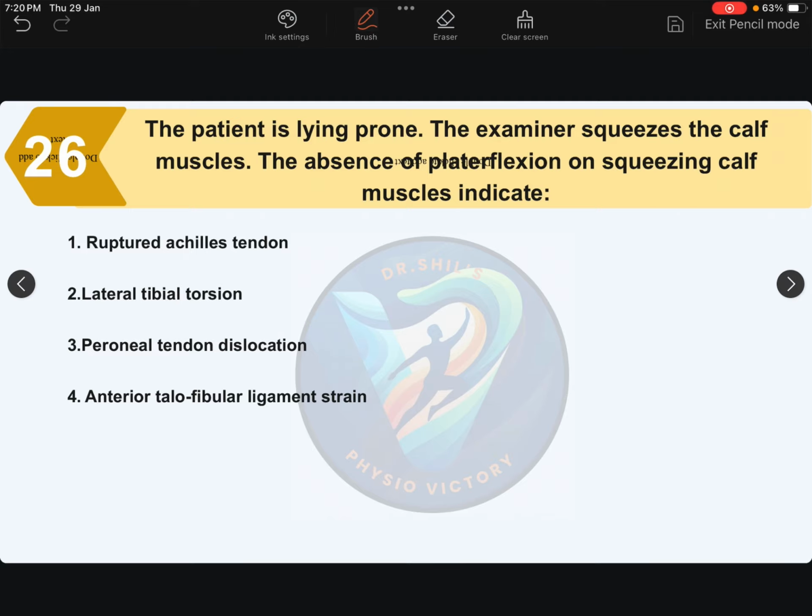Here the clear answer is option 1, rupture of Achilles tendon. This is called Thompson Test, or Simon Test.